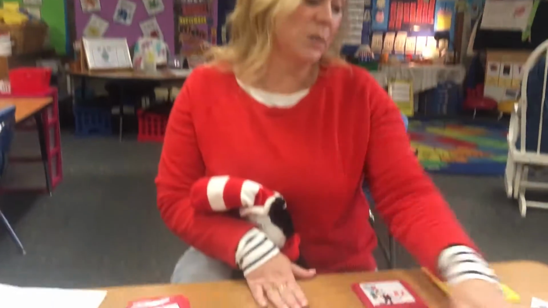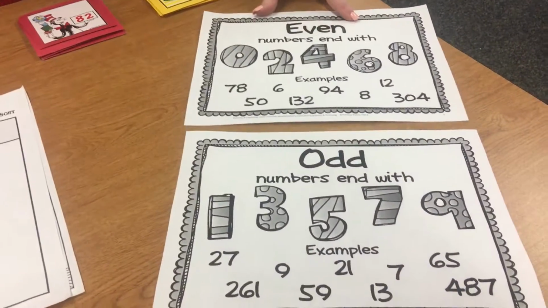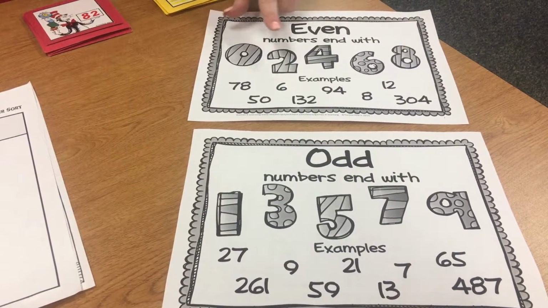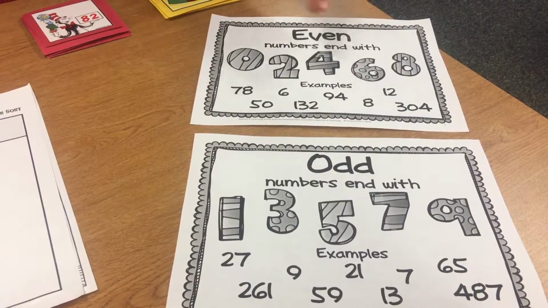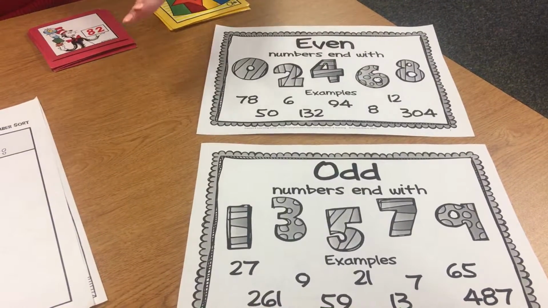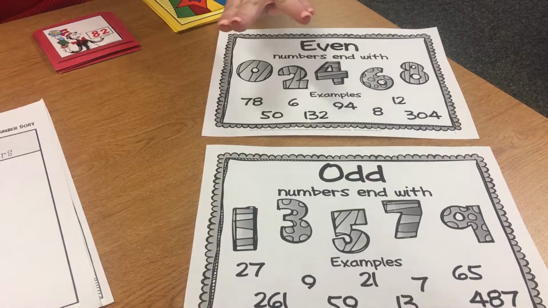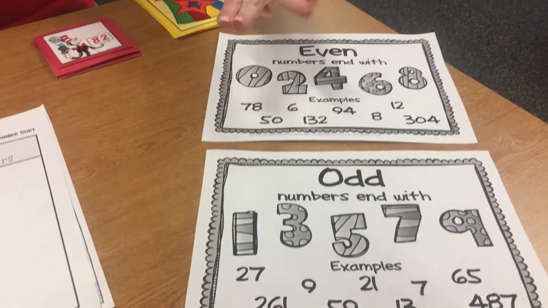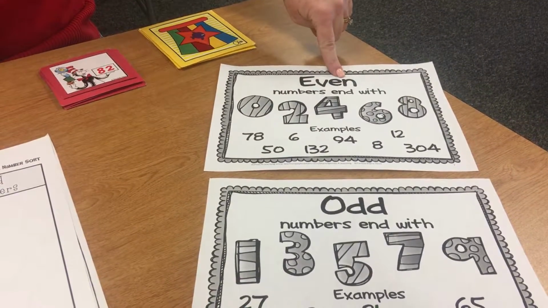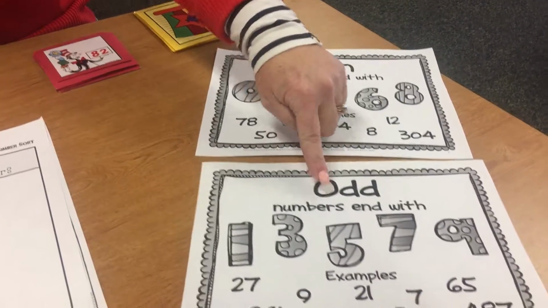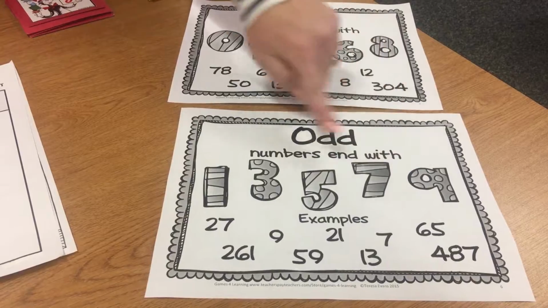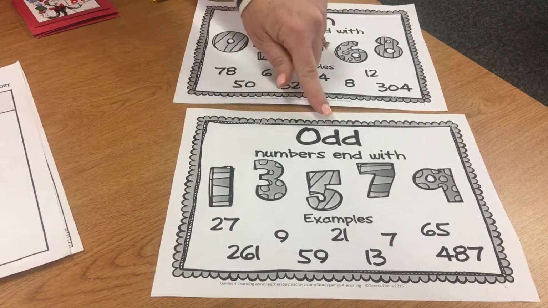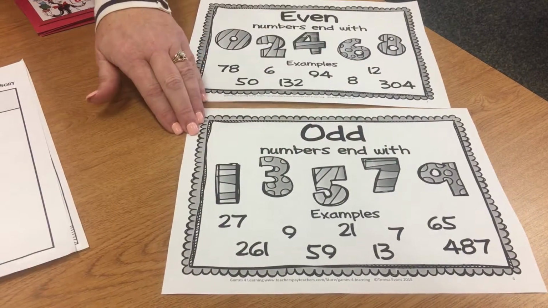The second part is we're going to be talking about even and odd numbers. Even numbers, remember, always end in a 0, 2, 4, 6, 8, and they can be divided equally. So if I had 4 cookies and I'm sharing them with you, we would each have 2, so that would be an even number. Anything that can be shared is even. Odd is 1, 3, 5, 7, or 9. If any number ends in one of these numbers, it's odd.